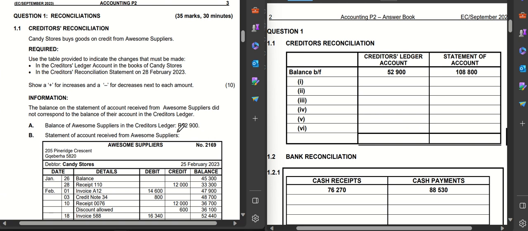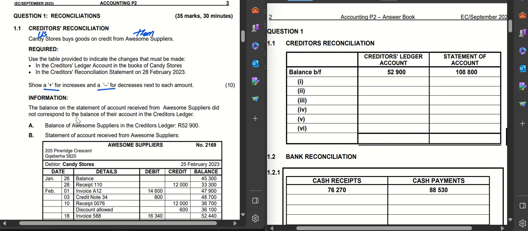The question reads, the creditors reconciliation, Candy Stores buys goods from Awesome Suppliers. So that simply means Candy Stores is us and then the Awesome Suppliers is them. And then required, use the table provided to indicate the changes that must be made in the creditors ledger account in the books of Candy Stores and the creditors reconciliation statement. Show a plus, very important. Show a plus for an increase and a minus for a decrease next to each amount. So we have to show either a plus or a minus next to each amount.